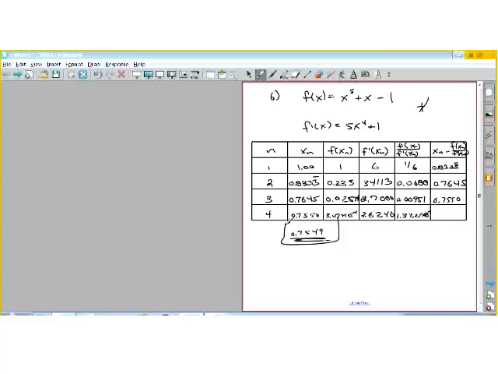Let me just check the answer book. This is problem 3.8, number 6, 2.7. Yeah, they started at a different number. They started at 0.5 instead of 1, so they got 0.7553 versus 0.7549. Those are within 1/100 of each other, so that's good.